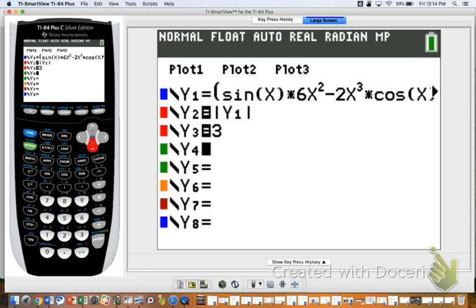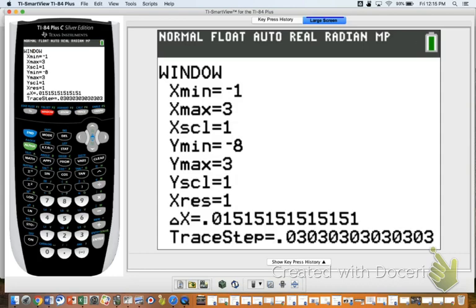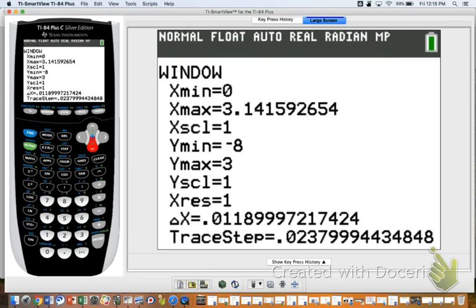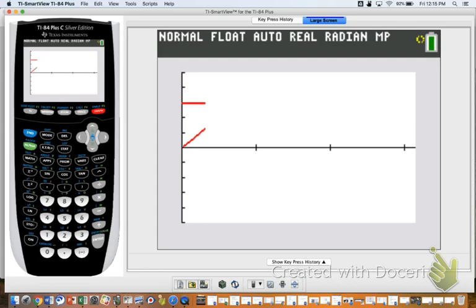Let's be efficient. Okay, I'm going to make my window from 0 to pi. So I'm going to go window, x min 0, x max pi. I don't really know about my y mins. Maybe I'll just do negative 5 to 5 or something like that. Y min, y max. And then I'm going to hit graph and see what happens. I just made plus minus 5 my y min, y max. I made 0 to pi my time interval just because that's the domain.